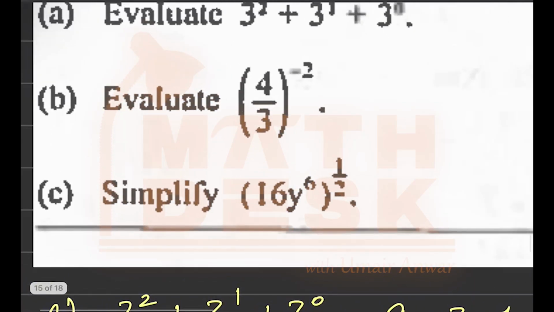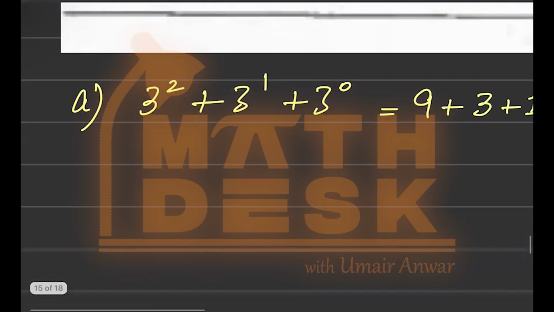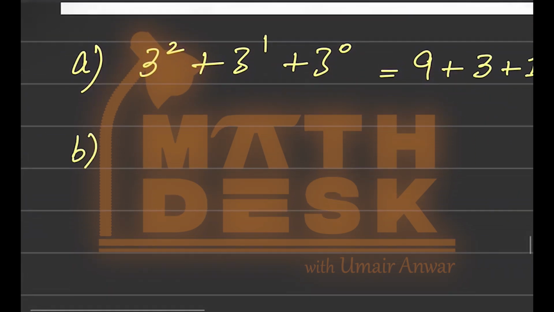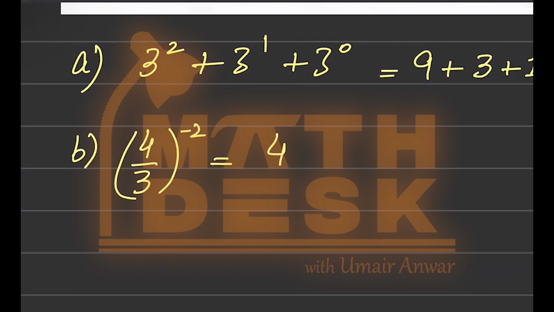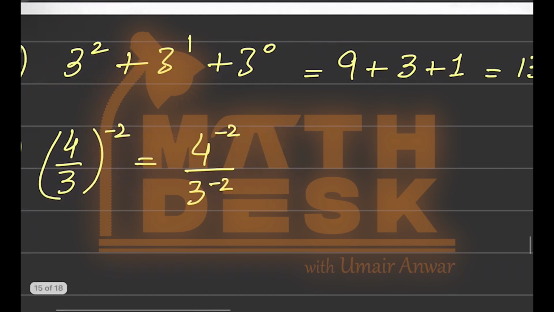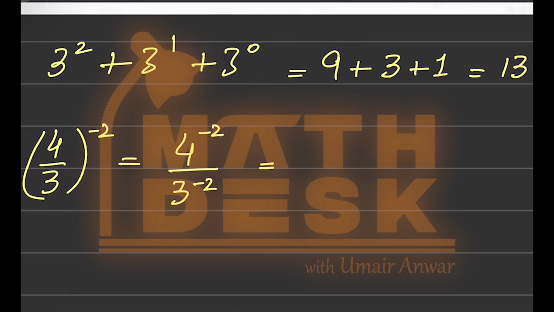In the next part, 4 upon 3 raised to minus 2. We need to find out the value. Now, this minus 2 would be applied on the numerator and on the denominator both. And if we want to apply this index, we need to convert it into a positive sign. And to convert it into a positive sign, for example, the numerator should be moved to the denominator.